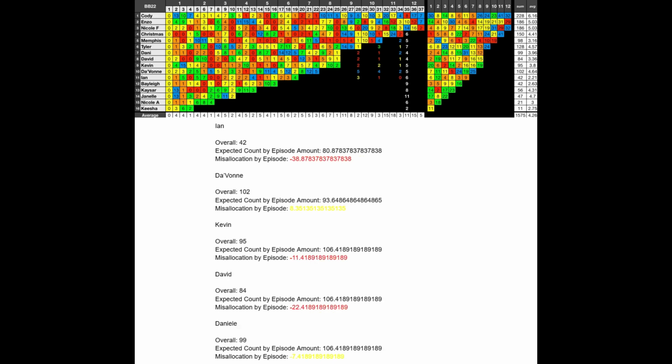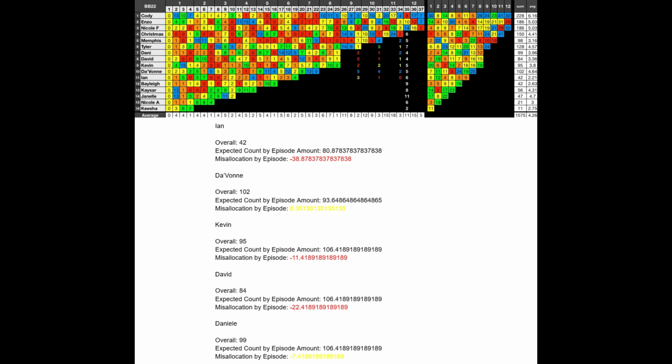Ian got 42 diary rooms throughout the season, and his expected count by episode amount is 80.87, causing him to have a negative 38.87 misallocation amount. And this isn't shocking since he missed out on roughly half of the diary rooms that he should have gotten, but he really wasn't relevant to anything that was happening in the season, and he wasn't dynamic whatsoever.